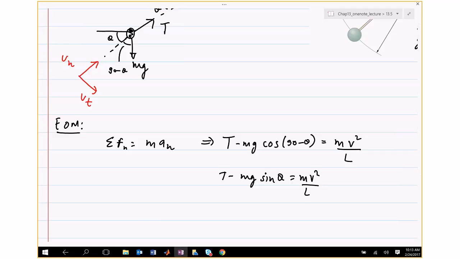Okay, now in order to solve for tension, I need velocity, and I don't know what the velocity is. So how can I find the velocity?